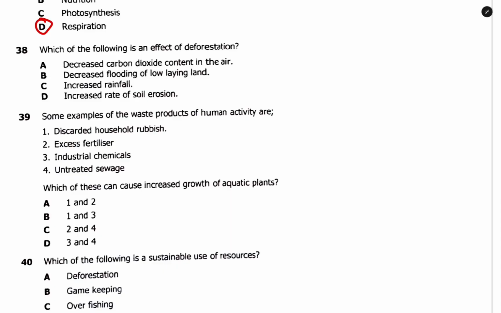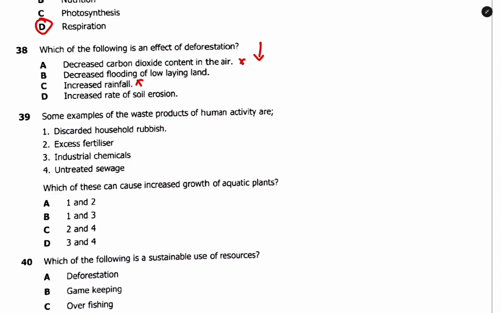Decrease carbon dioxide content in the atmosphere? No, carbon dioxide cannot decrease because plants are cut. There are no plants to absorb carbon dioxide. Instead, it is going to be the opposite: carbon dioxide builds up or increases. Decrease flooding of low-lying land? Okay, we hold on this one. Increase rainfall? So rainfall pattern is affected due to deforestation, like the current situation that we have right now.